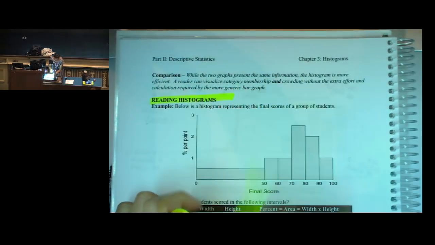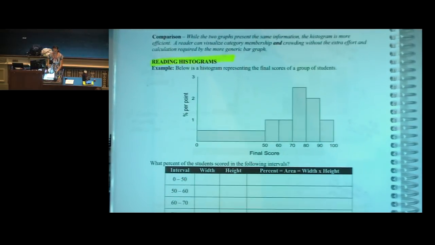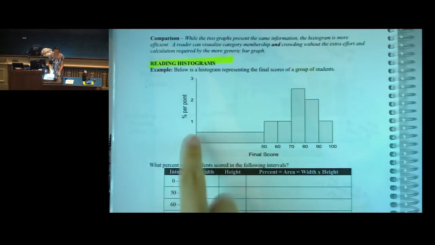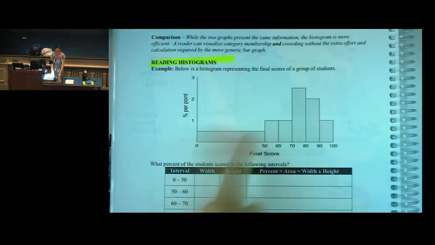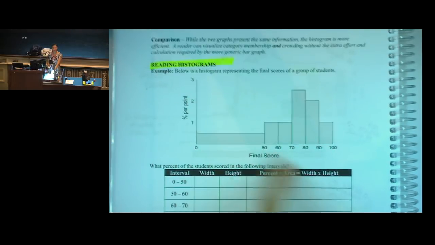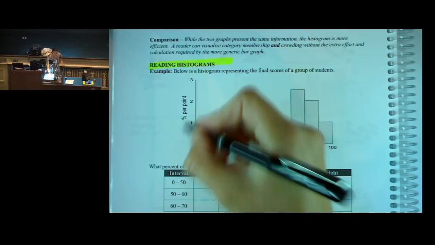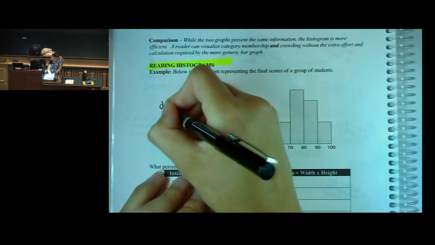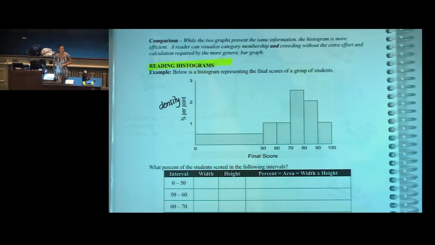It says, below is a histogram representing the final scores of a group of students. Okay, this looks good. Our histogram has most of the data over here, right? Only a little bit over here. So the final score, that's our variable. That's on the x-axis. It's represented by a number. And then the y-axis measures the density. You can think of it as the percent per point.